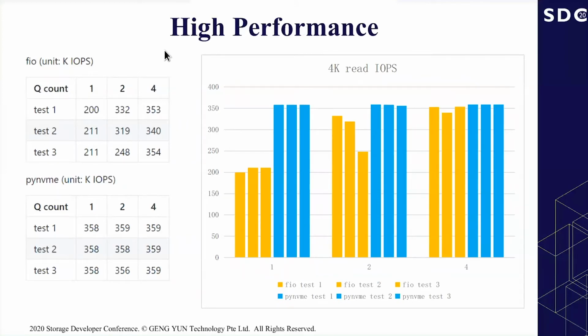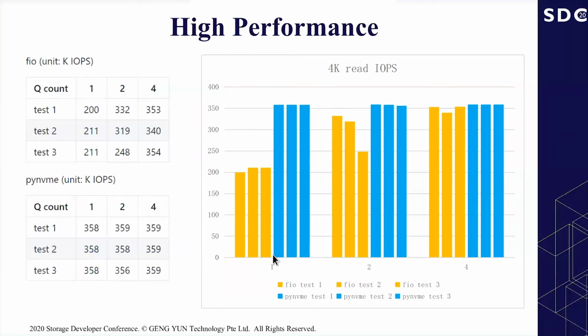Pynvme is based on SPDK, so its performance is excellent. We did a comparison with FIO in CentOS 7. First, we test 4K reading IOPS with one single queue for 3 times with FIO and Pynvme respectively.